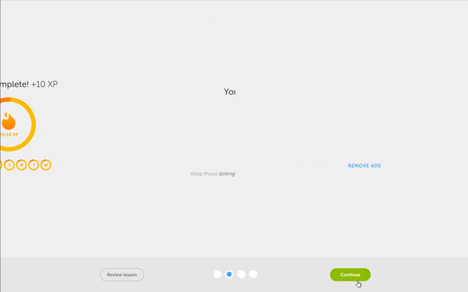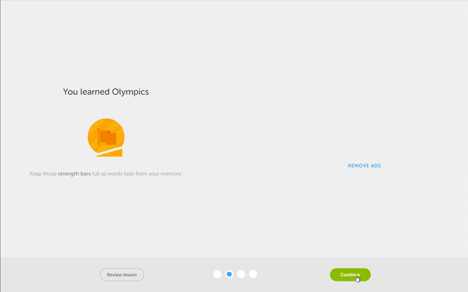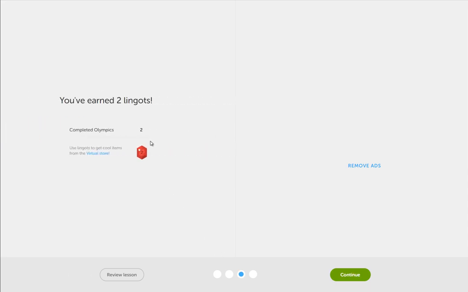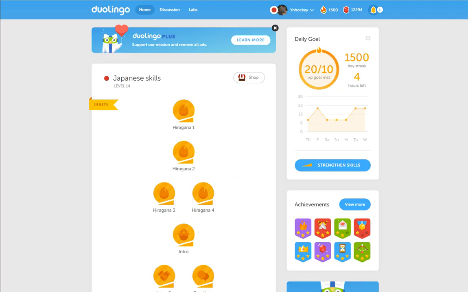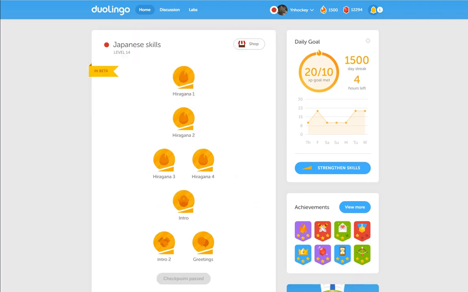I learned Olympics, great. I got 2 lingots for this lesson. And the achievement, which is like having all skills golden at the same time. I actually had this with French, but that was before the achievement system, and with Ukrainian. Yeah, so it's great to see this, and now hopefully we'll see the final owl for the course completion, which is at the bottom.